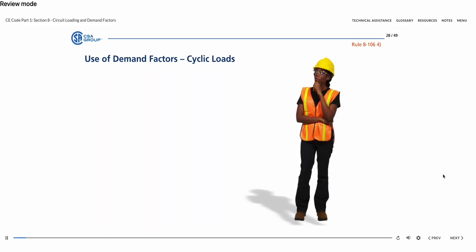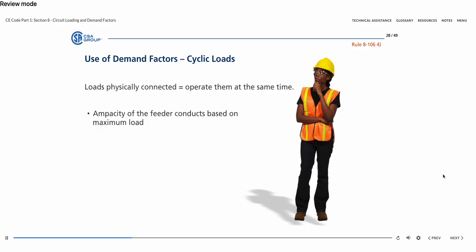This rule may seem confusing in that it pertains to loads that are cyclic. Although these loads are physically connected so that it is possible to operate them at the same time, the operation of the system is such that this does not usually happen in normal circumstances. In this situation, the ampacity of the feeder conductors can be based on the maximum load that might be connected at any one time. For example, in a machine shop, many machines are connected, but usually only a few operate at one time, depending on the need during that business cycle.